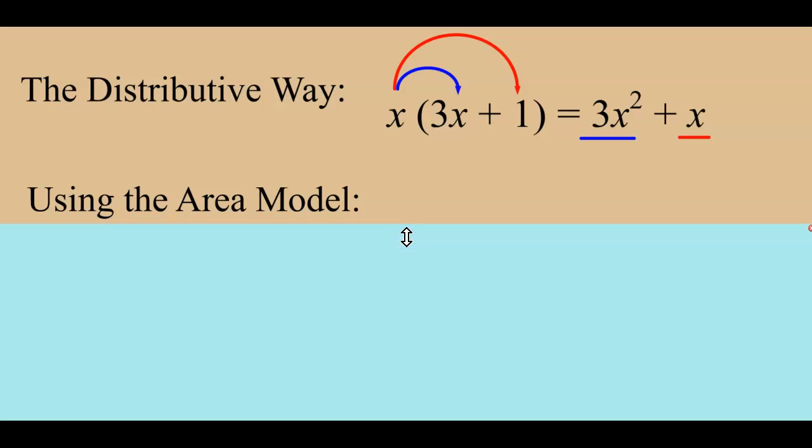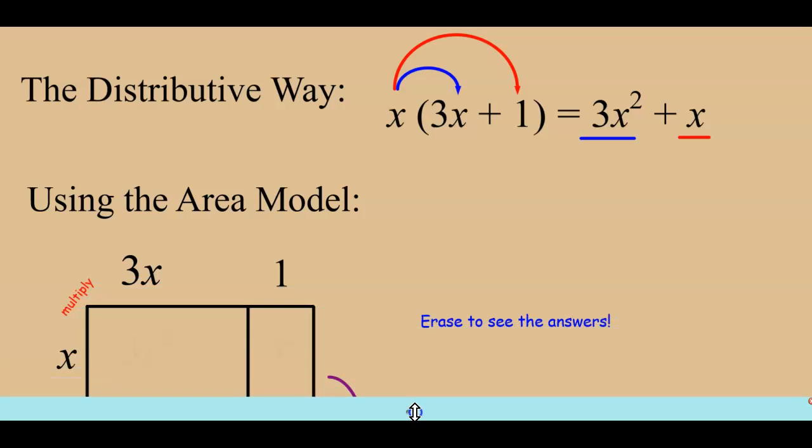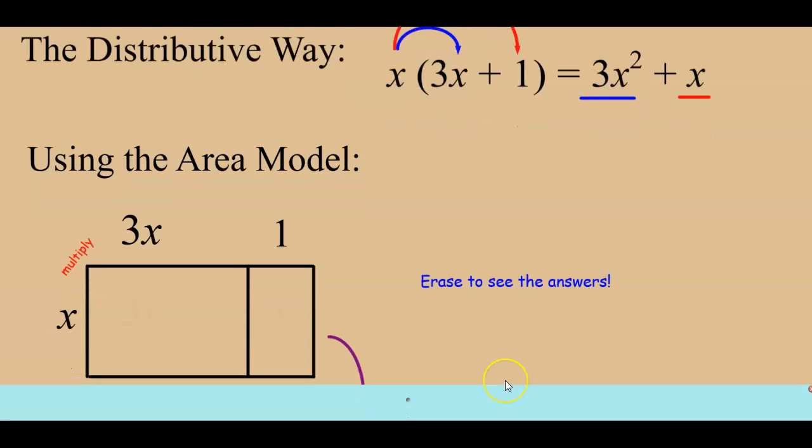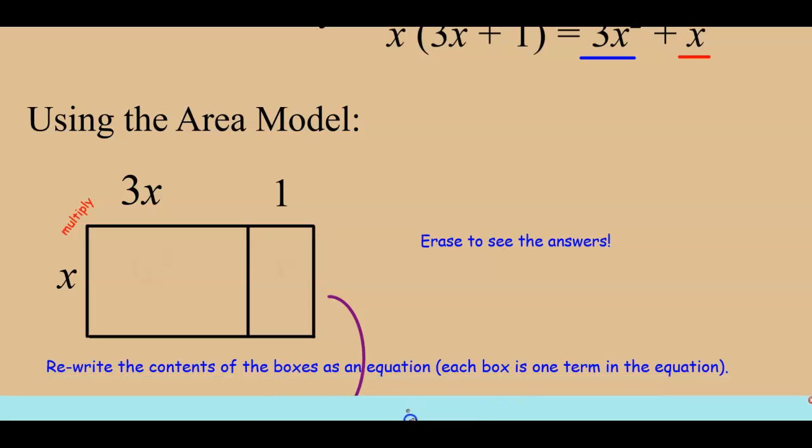But there's another way of doing this too, and that's using an area model. And that's where we set up our unknowns with rectangles. So if I use the area model, I would do the same thing, that I have something that's x and something that's 3x long, and when I multiply them, I get 3x squared. And when I multiply x times 1, I get x.